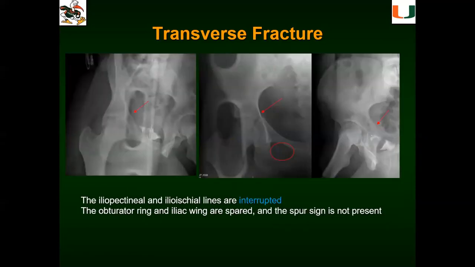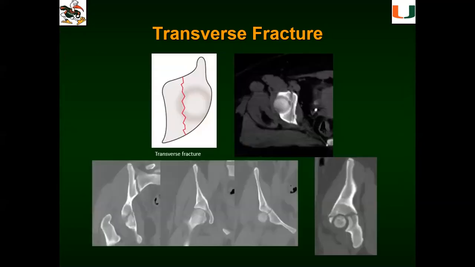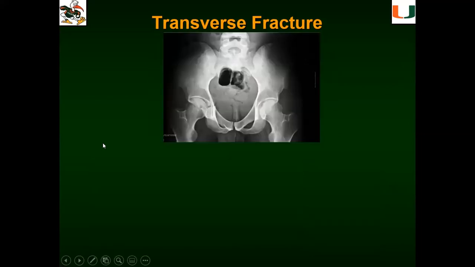inverted horseshoe. So here's that classic transverse fracture on your radiographs where you have interruption of the iliopectineal and ilioischial lines, but notice that the obturator ring and the iliac wing are spared, and obviously you do not have that spur sign. And again, as I mentioned, because it divides that acetabulum into upper and bottom halves, the dominant fracture lines on an axial CT in that supraacetabular region is going to be vertical.